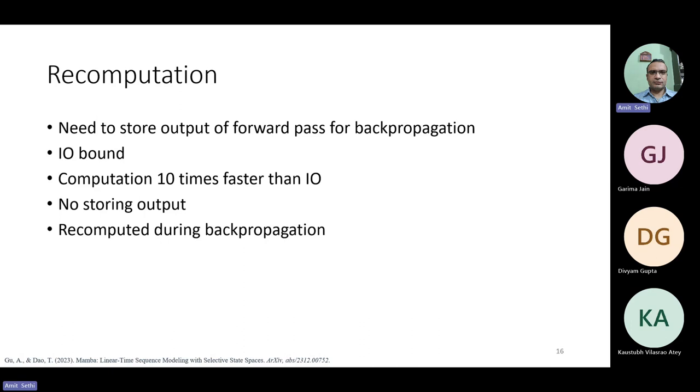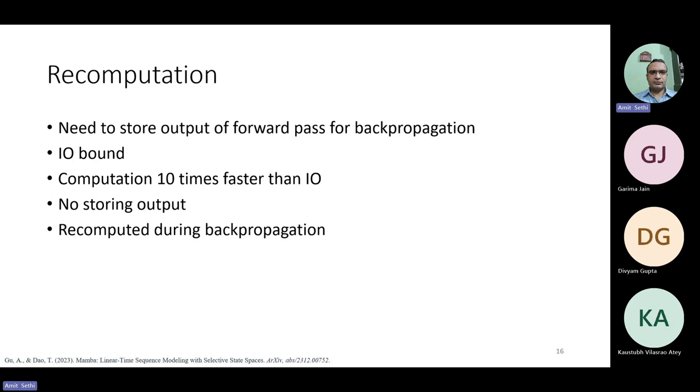So after you compute this, it is like 15. You don't need to retain this. It vanishes. Now you got one output, and now you are back propagating. You reach this node and you don't know the output value, so you recompute it. That is recomputation. Recompute means it is faster than actually looking and taking it.